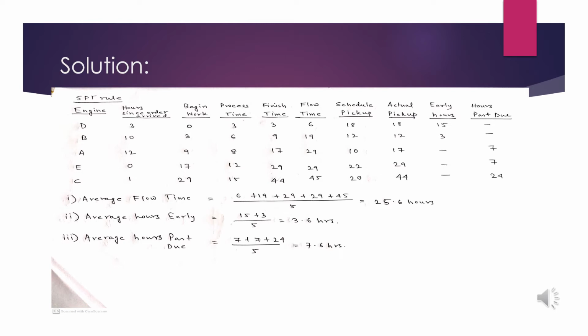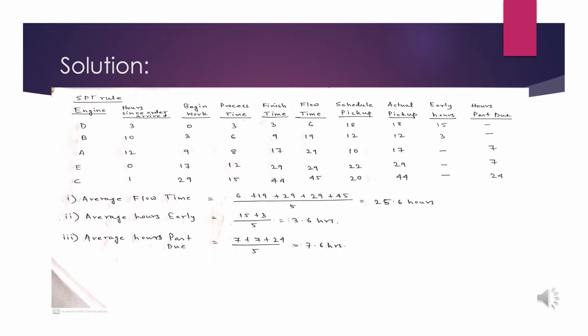Now coming back to the actual pickup time. The work for D has been finished at 3, but the scheduled pickup is at 18. So the actual pickup will be at 18, but the work has been completed early by 15 hours. Coming back to B, the finish time is 9, but the actual pickup is 12, the same as the scheduled one. So the hours early will be 3.